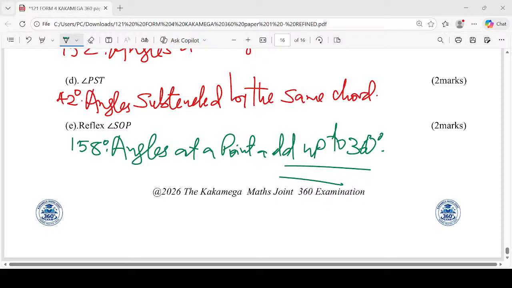Angles at a point add up to 360 degrees. So that's what you are supposed to do in this paper to have scored everything in section B.